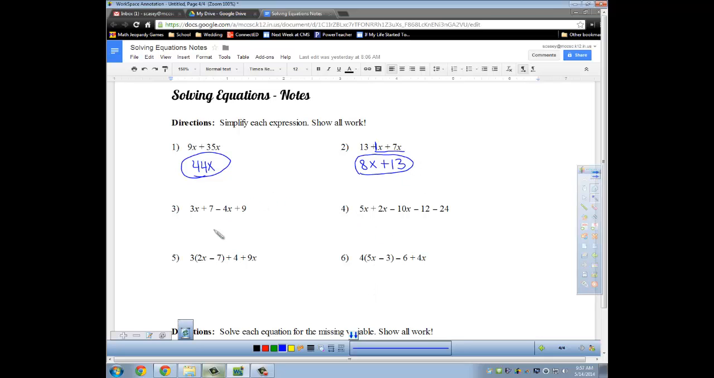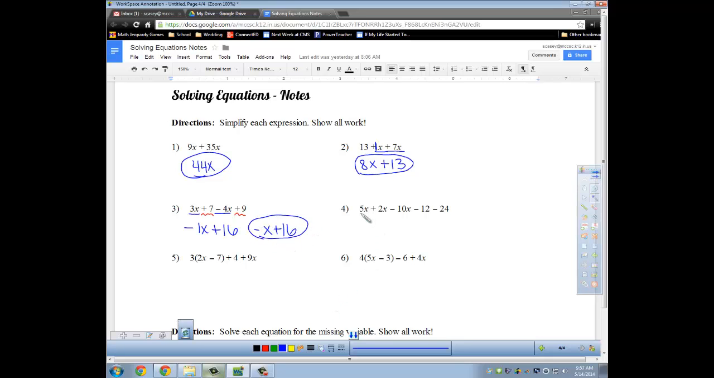do that. Number 3, we have a 3x and a minus 4x, so remember to look at the sign in front of the number. 3x minus 4x is a negative 1x. Then we have a positive 7 plus 9. So 7 plus 9 is going to give us plus 16. So we could rewrite that even as negative x plus 16, so get rid of the 1. That looks a little neater.